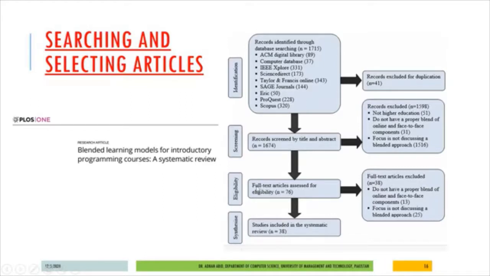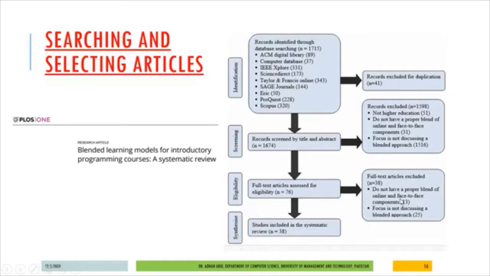So here is the time that we go for full text assessment. After assessing the full text, we figured out that there are some more articles which need to be excluded, and in this case, half of the articles have been excluded and the other half have been included in the study. So this is how we have selected the articles.